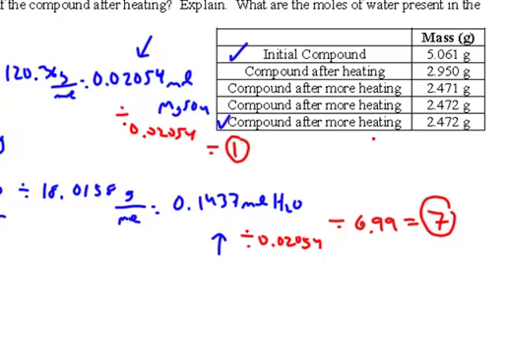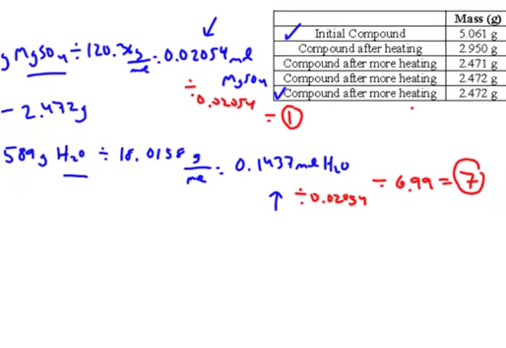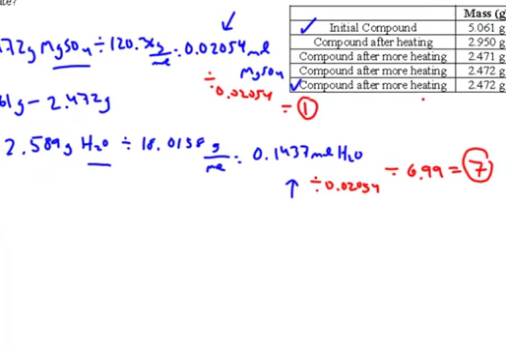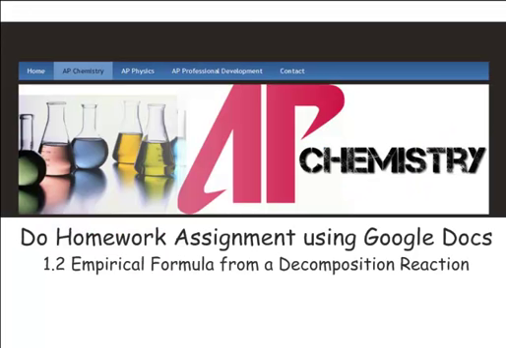Now, if this was 6.5, we can't round that up. We're going to double everything. If it's 6.33333, we're going to multiply both of these by 3. But if you see, here I have magnesium sulfate. I only have one of those. And what is X equal to? 7 waters. That is what X is, and that is the moles of the water present. This is an example of an empirical formula from a decomposition reaction.